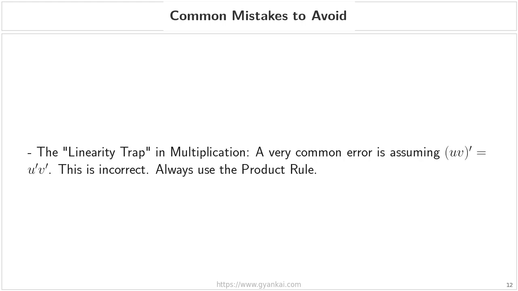First, let's talk about the linearity trap in multiplication. Because the sum and difference rules are so straightforward, many students instinctively assume that the derivative of u times v is simply u prime times v prime. I want to be very clear. This is incorrect. Multiplication does not work linearly. Whenever you see two functions multiplied together, you must always use the product rule we discussed in the previous slides.